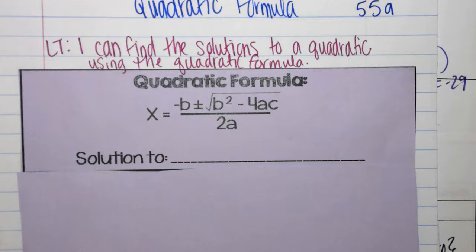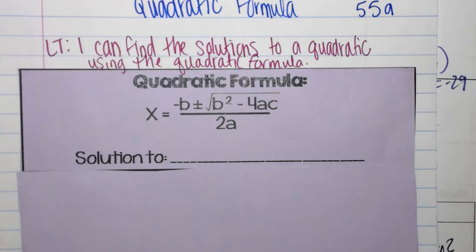Again, I need it to be a cult chant. Get it together. Let's go. X equals. Opposite of b. Plus or minus square root. B squared minus 4ac. All divided by 2a.